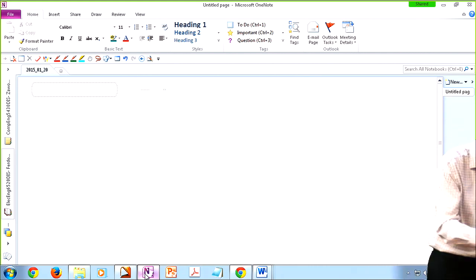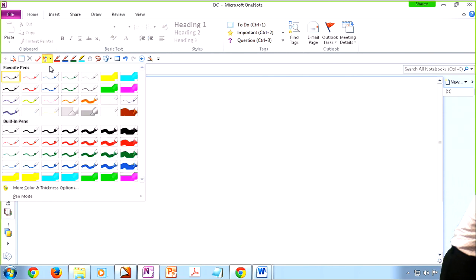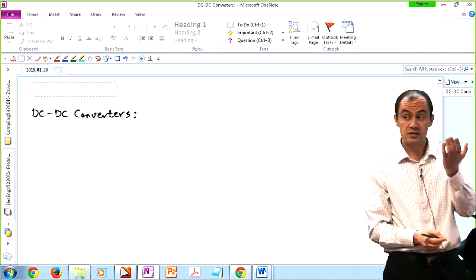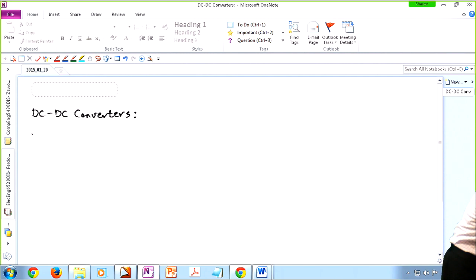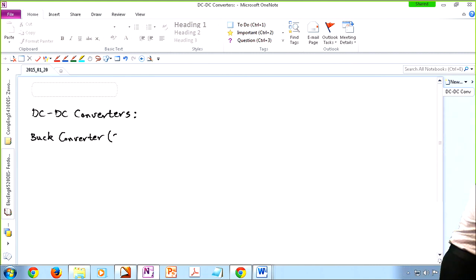So the classic converters that we talk about, so we're talking about DC to DC converters. The first one, which is the simplest one to analyze, is called the buck converter. And sometimes they call it the step-down converter because it steps down the voltage.